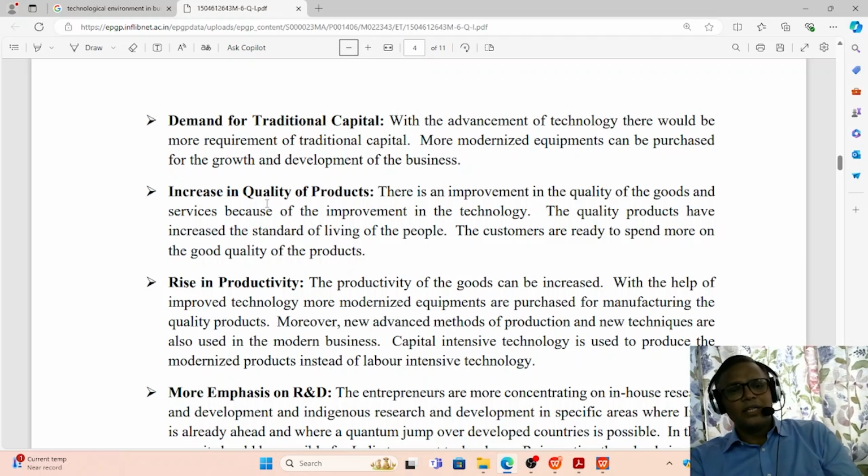The third point is the rise in productivity. The productivity of goods can be increased with the help of improved technology, and more modernized equipment is purchased for manufacturing quality products. Moreover, new advanced methods and techniques for production are also used in modern businesses. Capital intensive technology is used to produce modernized products instead of labor intensive technology.